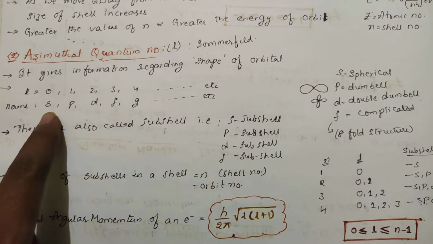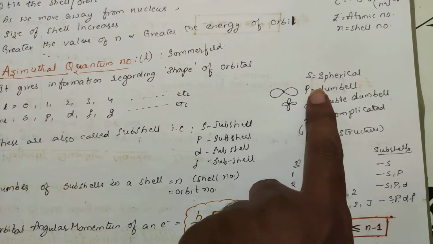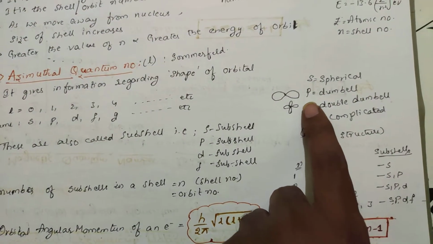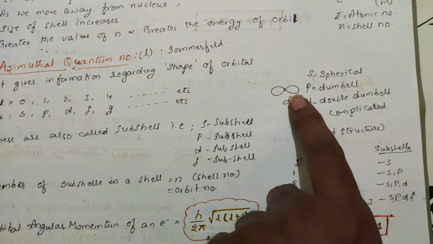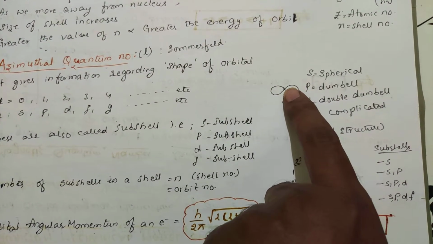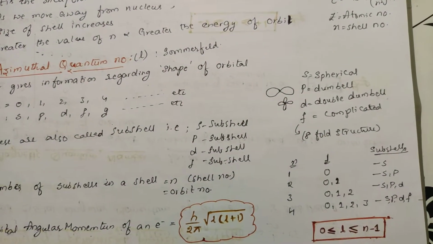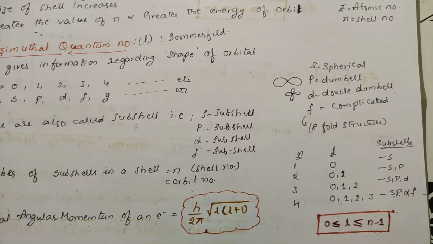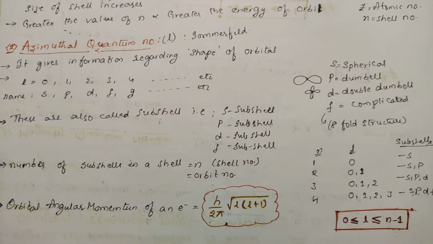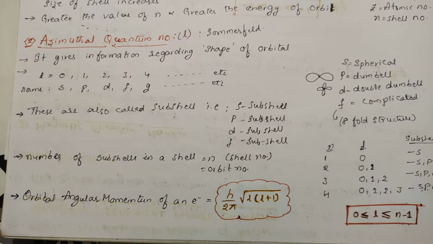For these he has given shapes. If it is s, it is spherical in shape. If it is p, it is dumbbell in shape. If it is d, it is double dumbbell. The shape of the p orbital will be like this, a dumbbell, and this one is a double dumbbell. And f is a complicated, 8-fold structure, but nowhere can you see that one. It is highly complex, and till now they have not said. So these are called subshells.